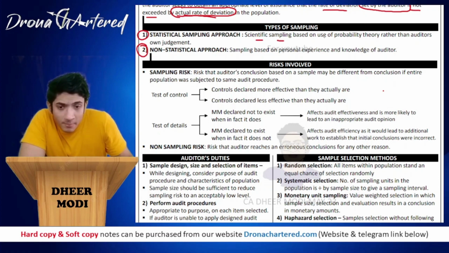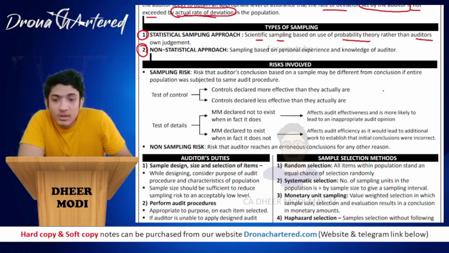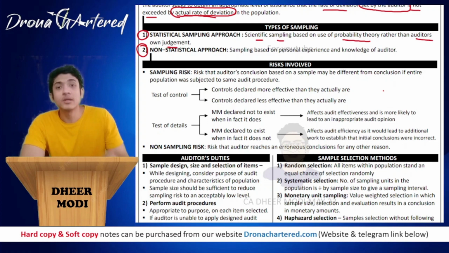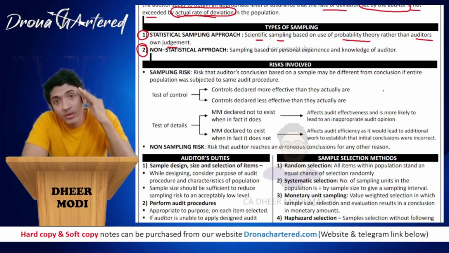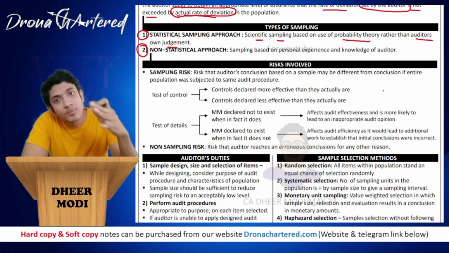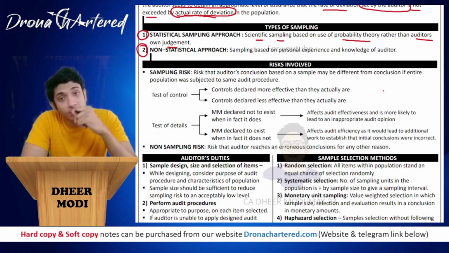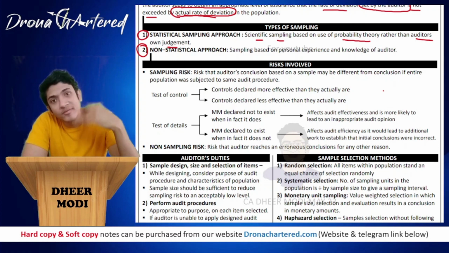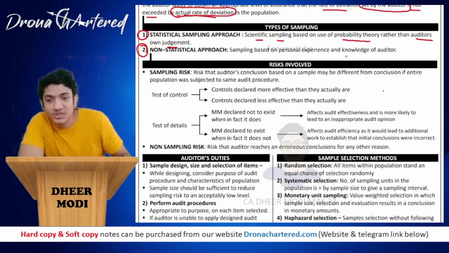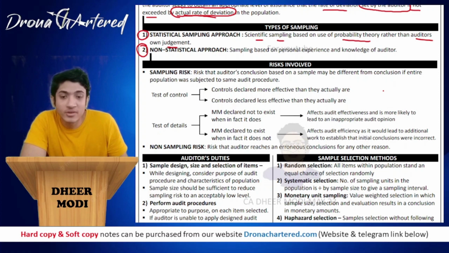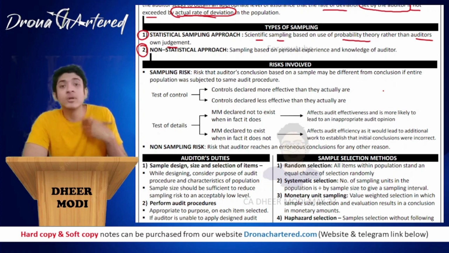Scientific sampling based on use of probability theory rather than the auditor's own judgment. That is, in such a case, he uses a software. He will not use his own judgment. He will put the data in the software: what his risk of material misstatement is, what his tolerable rate of deviation is, and the software will give him the samples that he should check. So it is scientific sampling based on use of probability theory. Now, what is a non-statistical approach? Non-statistical approach is when the auditor himself selects the sample.